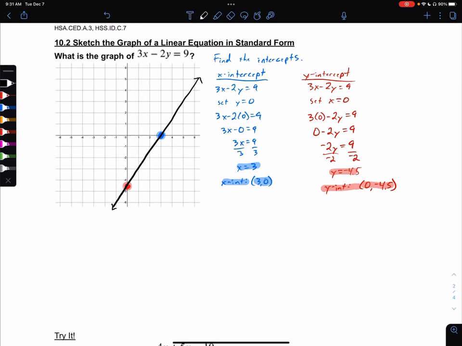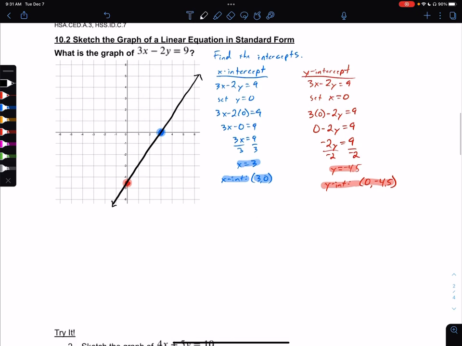So anytime you're given standard form and you need to graph it, find the x and the y intercepts. To find the x-intercept, set y equal to 0 and solve for x. To find the y-intercept, set x equal to 0 and solve for y. You'll then have the two intercepts, plot those, connect the dots, and you have your graph.